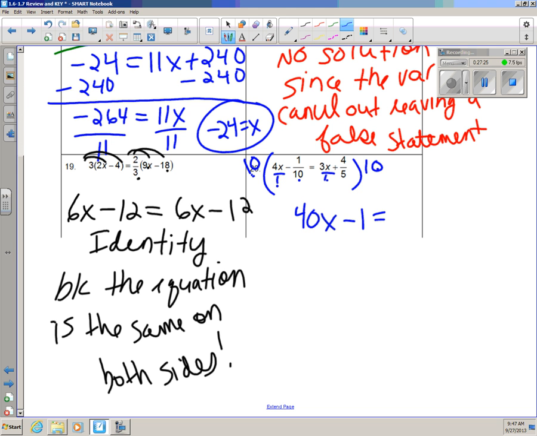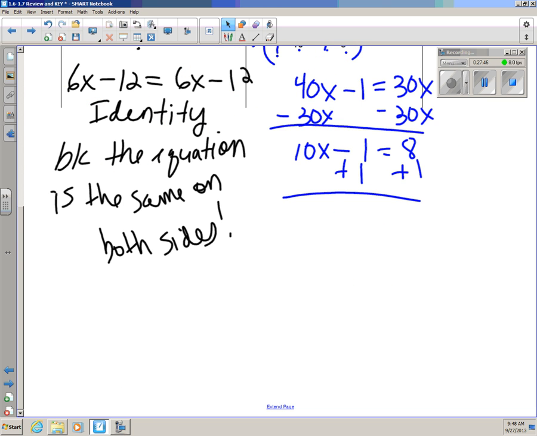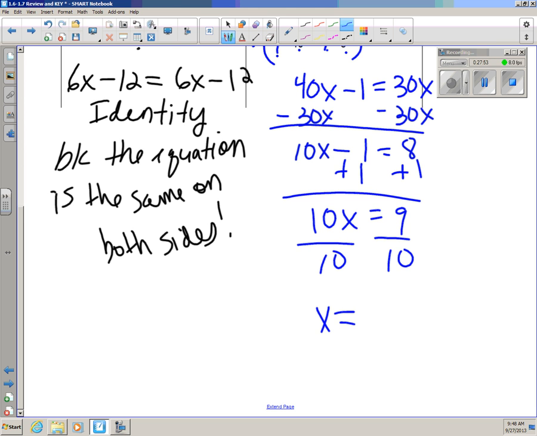10 divided by 1 is 10 times 3x, 30x. 10 divided by 5 is 2. 2 times 4 is 8 plus 8. I'm going to bring my variables to the left by subtracting 30x, getting 10x minus 1 equals 8. I'm going to bring my numbers to the right, and I'm going to end up with an answer here of 10x equals 9. I'm going to divide both sides by 10, and you know what? This doesn't work. I don't get to divide evenly. Who cares? Leave your answer as a fraction.